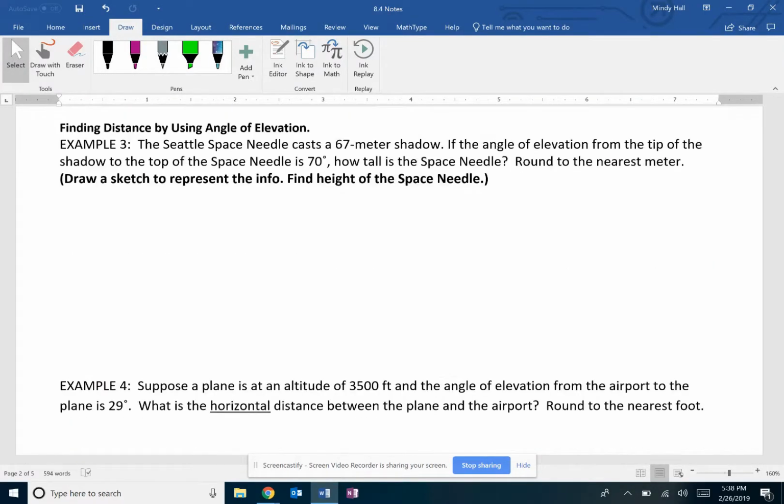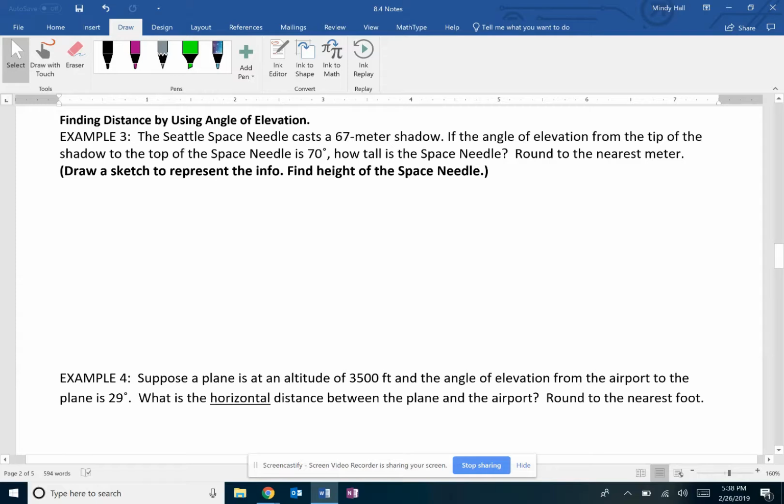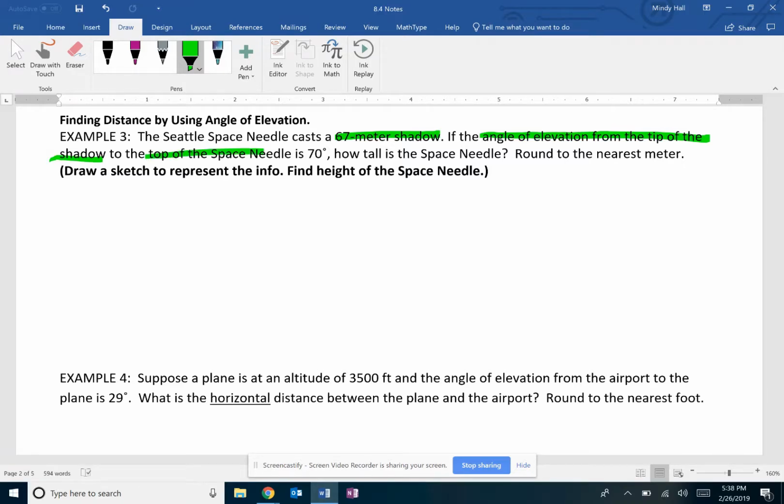So the actual use of these is whenever you are doing mostly word problems. So looking, we have the Seattle Space Needle casts a 67-meter shadow. If the angle of elevation from the tip of the shadow to the top of the Space Needle is 70 degrees, how tall is the Space Needle? We're going to be rounding to the nearest meter, and that's always important to know how you're supposed to be rounding. So it's always good to draw a picture. I personally like to add little touches to them so that they're more entertaining to look at, but you don't have to. You can just draw a regular triangle if you want.